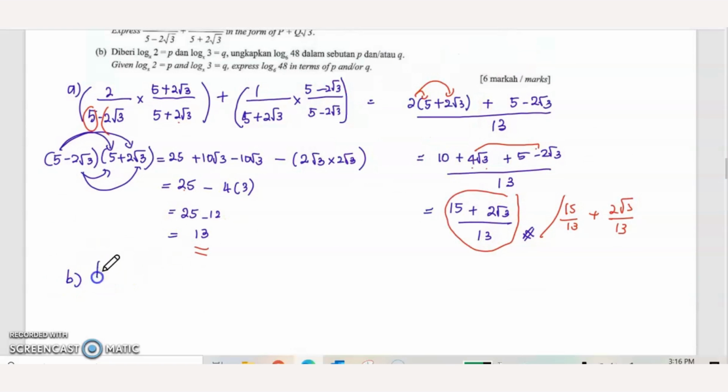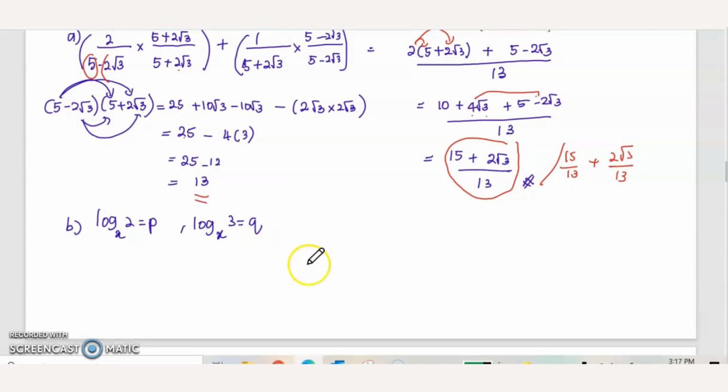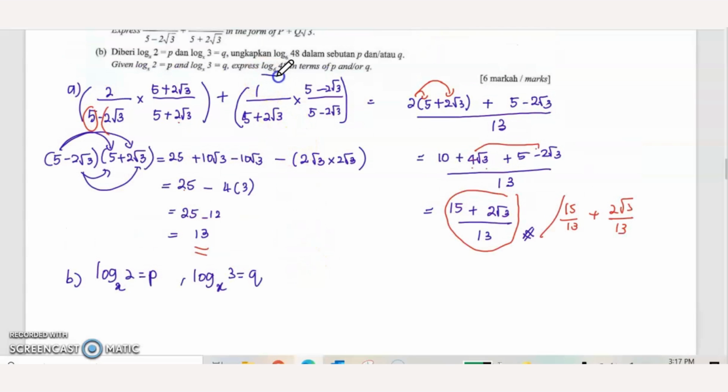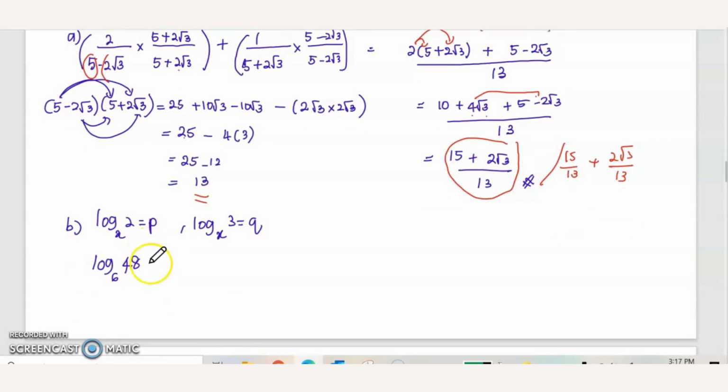Okay, given that log base x of 2 is equal to p, and then log base x of 3 equal to q. Express log base 6 of 48 in terms of p and q. Okay, so sekarang ni kita ada log base 6 of 48 in terms of p and q. Jadi kat sini nak baca this one dalam terms of p and q. Jadi kita pun ambil lah log base 6 of 48. So kalau tengok kat sini, ini base x, ini pun base x. So kita boleh tukar kepada base x dulu. We change into base x.